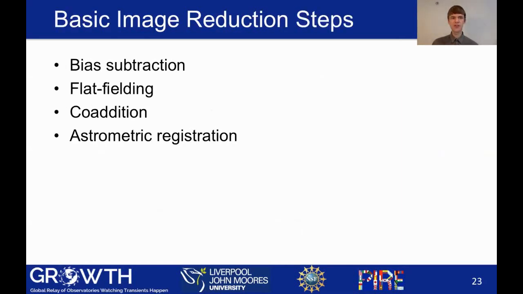The basic steps of this are as follows. We have to remove the bias signal, and that's known as bias subtraction. We have to calibrate the different relative sensitivities of each pixel and each part of the detector relative to each other. That is known as flat fielding. And then we have to register the positions of each pixel on the sky, and if we have multiple exposures, combine them together.